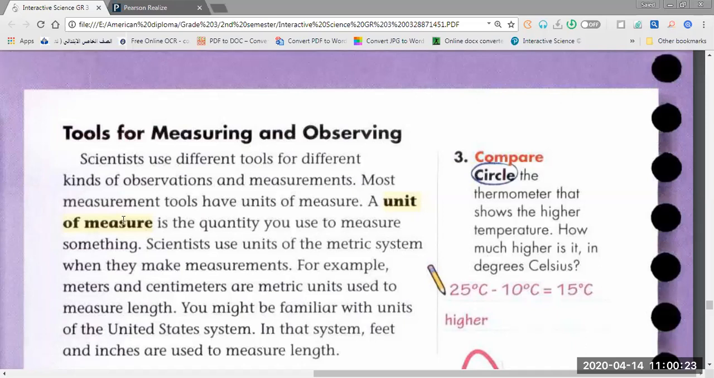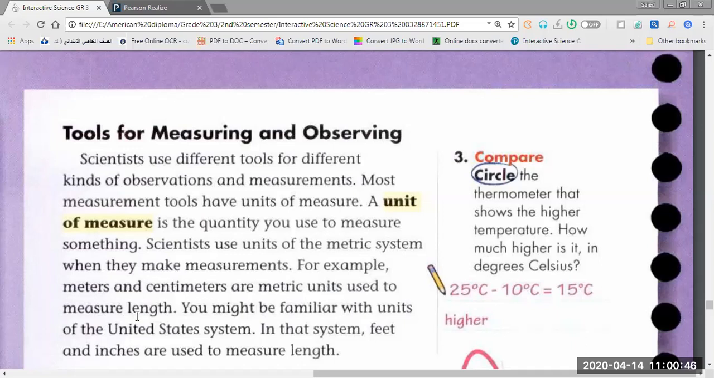What is the meaning of unit of measure? It is the quantity you use to measure something. Scientists use units of the metric system when they make measurements. For example, meters and centimeters are metric units used to measure length. Exactly.